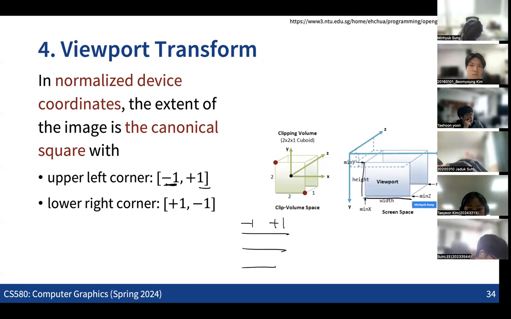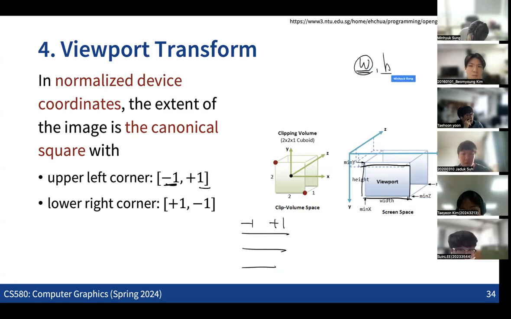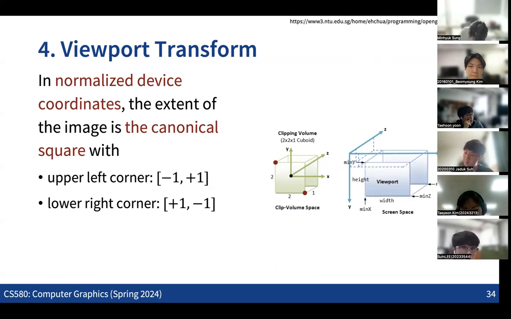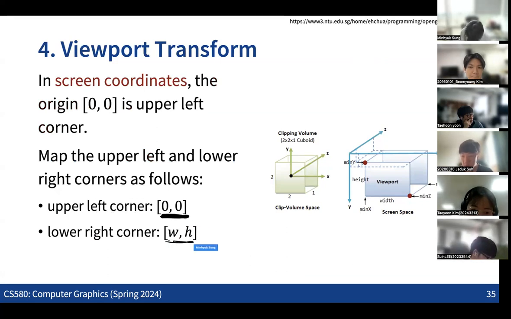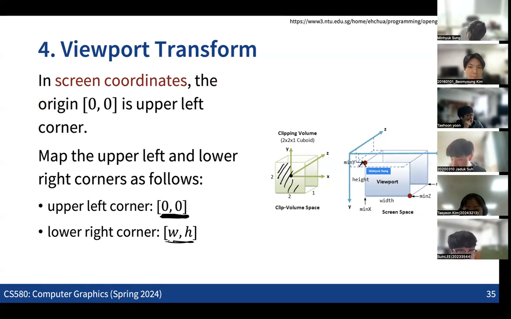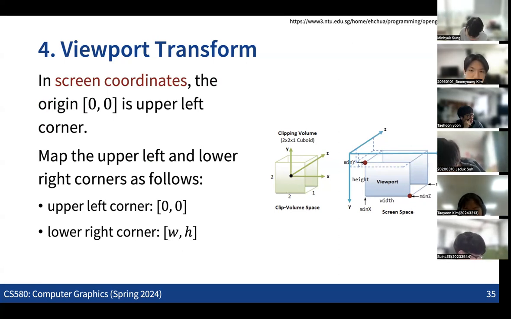But what we want to do at the end is map everything into the image coordinates. When the image has a width of W and a height of H, we map the upper left corner and the lower right corner to 0, 0 and W, H. This is nothing but scaling the 2D space, so that all the coordinates are mapped into image coordinates, with the left corner at 0, 0 and the right corner at W, H. It's like doing a non-uniform scaling in the 2D space to match the image coordinates, while also preserving the z information for the depth test.